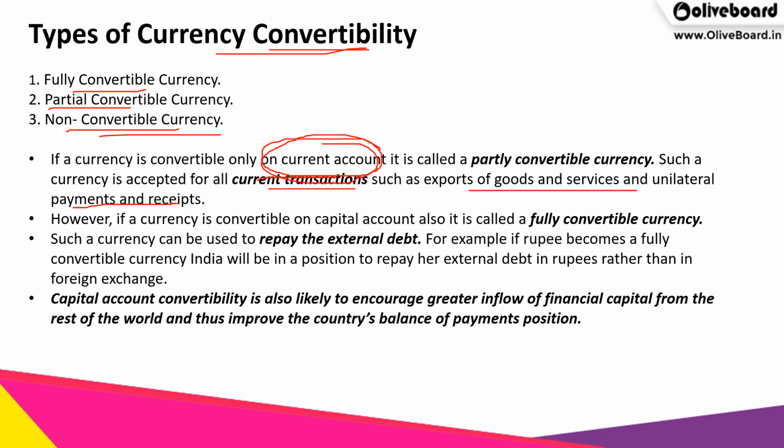But if a currency is convertible on capital account, it is called a fully convertible currency. If a currency can be used to repay the external debt that we are taking from some other country or some international organization, then, if the rupee becomes a fully convertible currency, India will be in a position to repay her external debt in rupees rather than foreign exchange. So if the rupee becomes fully convertible, we allow transactions in the capital account also.